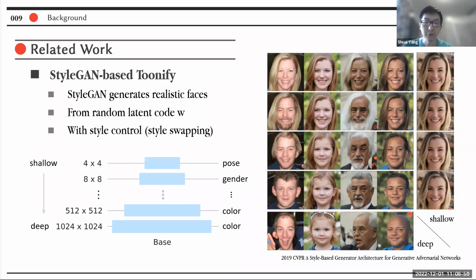If we gradually mix more deep layer features from the bottom row, the structure of the face will look more like this column. So this good property makes StyleGAN a powerful model for face stylization.